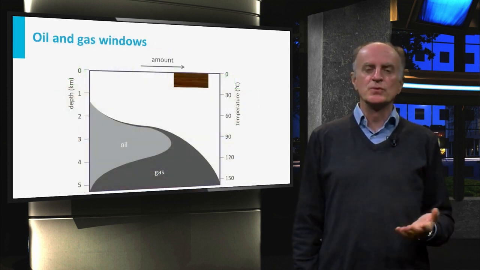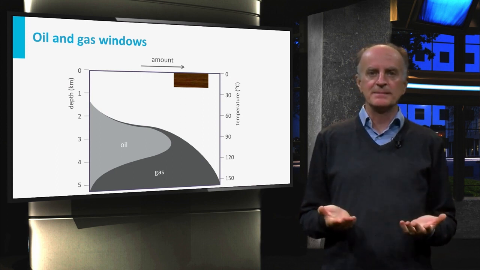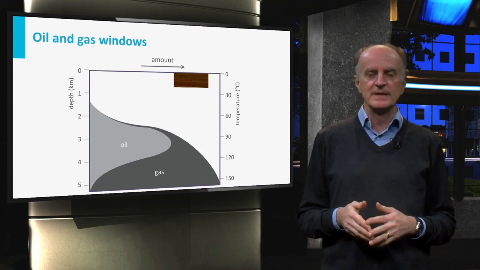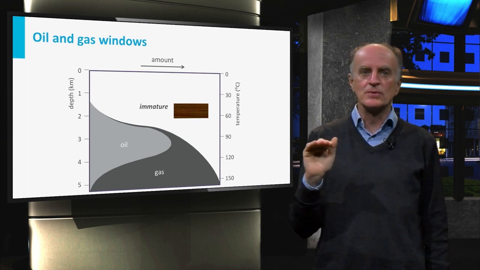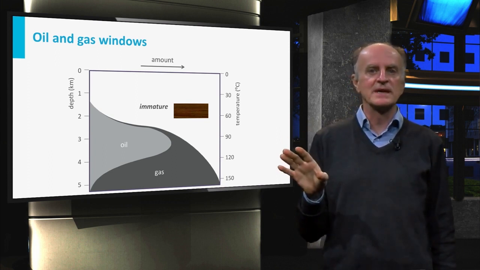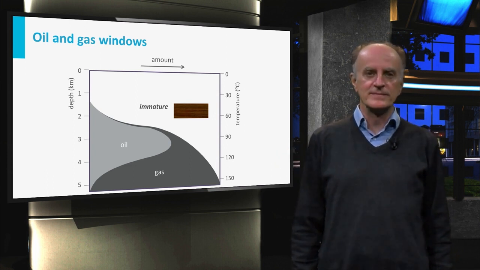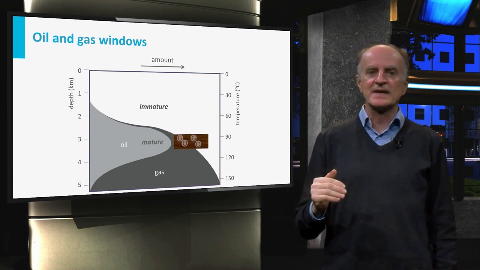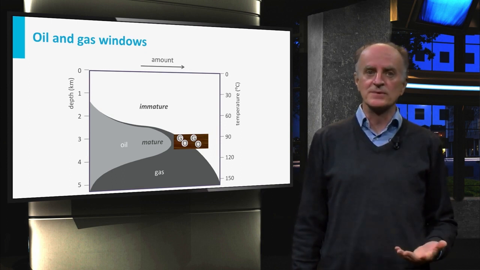In the plot, two curves are shown, one for oil and one for gas, indicating the temperatures at which cracking of organic matter becomes efficient. At temperatures below 70 degrees, reactions are so slow that the rock rich in organic matter will produce no significant amounts of hydrocarbons. The rock is named immature. If the rock subsides at deeper levels, kerogen cracking will occur and hydrocarbons are produced. The rock is called mature.